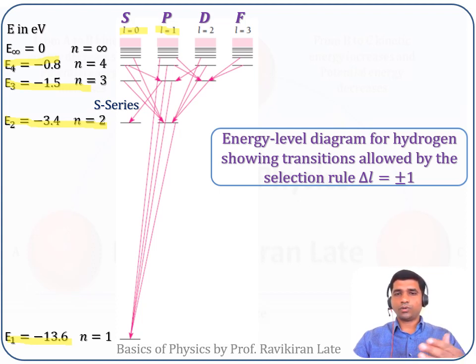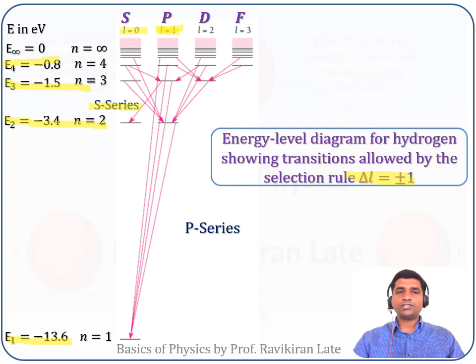Now from the given selection rules, we can have a transition from any level to the L equal to 1 level, or you have transitions from L equal to 0 to L equal to 1, because we know that delta L can have a value plus or minus 1. So L equal to 0 to L equal to 1 transitions are allowed, and that series is called the S series, or sharp series.